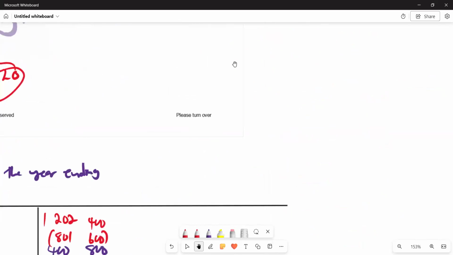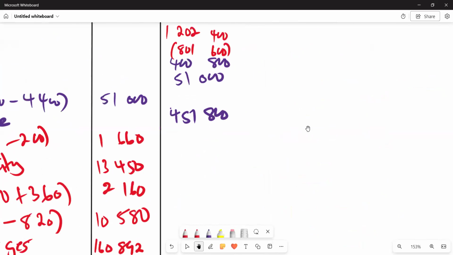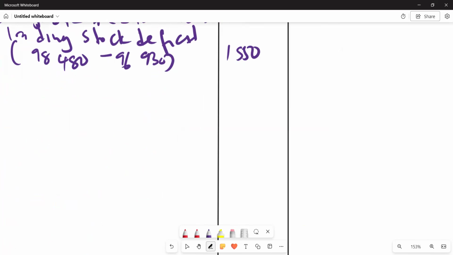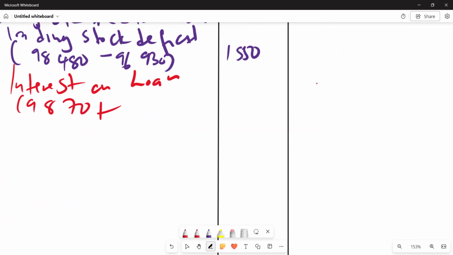We go on the other section. So we are saying interest on loan, whereby we are saying our 9,870 plus 9,240. And we got the total of 19,110. So this is what we had. So you would see that these are the expenses that we have. We no longer have any other expense that we can include there. So we are just going to add so that we get the total for expenses.